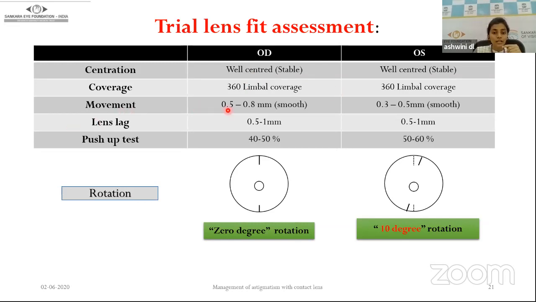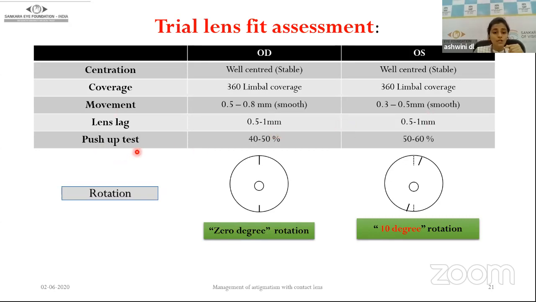We also looked at the movement. In the right eye, it was around 0.5 to 0.8 mm post blink, and the type of movement was smooth. In the left eye, the amount of movement was 0.3 to 0.5 mm, and the type of movement was smooth. We also looked for the lens lag. We observe the lens when the patient is looking in the primary gaze and the other four gazes, and the lens was lagging behind around 0.5 to 1 mm in both the eyes, so it is considered acceptable.